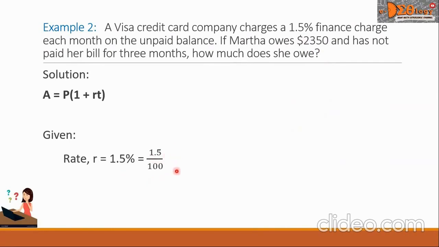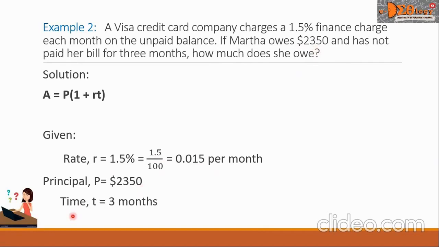Let us convert this 1.5% into decimal, so we will put 1.5 over 100. We will get the quotient here, so the answer is 0.015. So 1.5% equals 0.015 in decimal, and this is the rate per month. Now, the principal, denoted by capital P, is the 2,350. Next is the time, denoted by small t, and that is 3 months. Take note, our R here is per month, and the time is given in months.